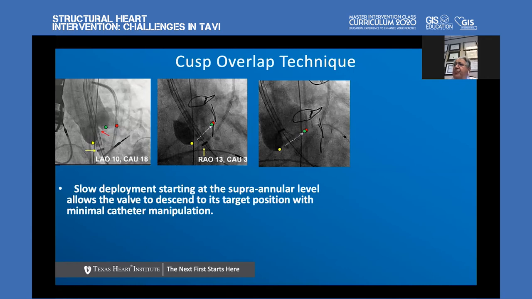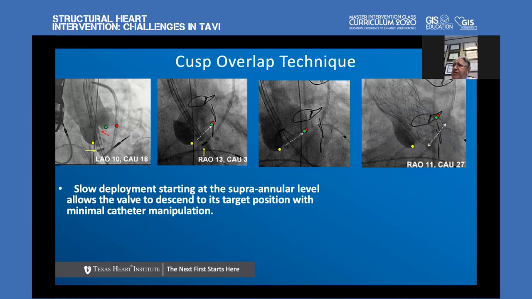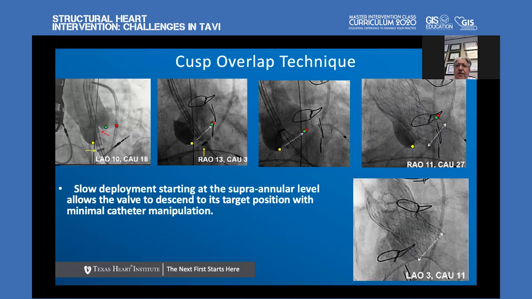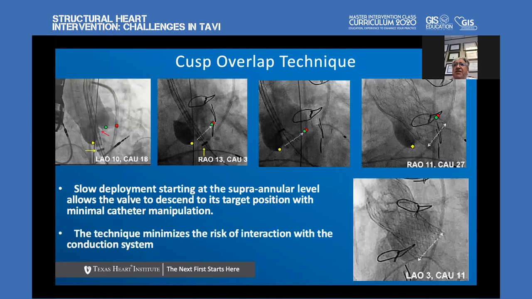Next one, please. With perfect placement about 1 to 2 millimeters below the origin or the annulus of the non-coronary cusp. Next one, please. The final image. Next. And this technique will minimize the risk of interaction with the conduction system and therefore the need for a permanent pacemaker implantation. Next one, please.